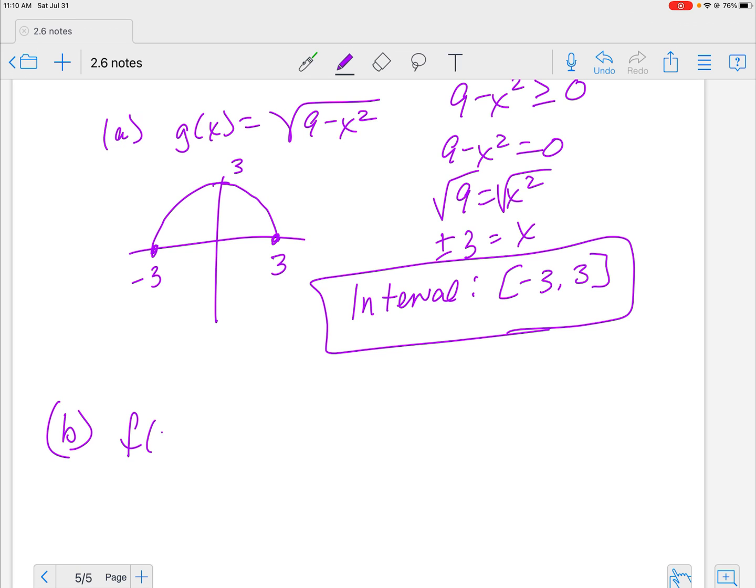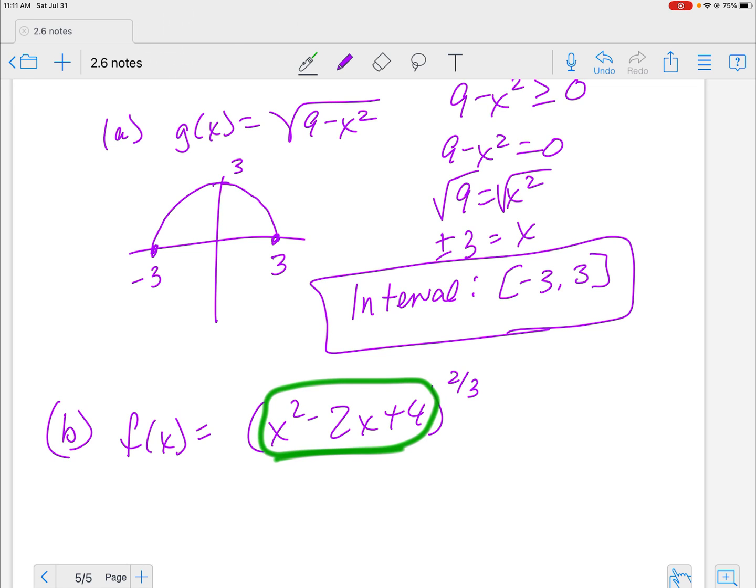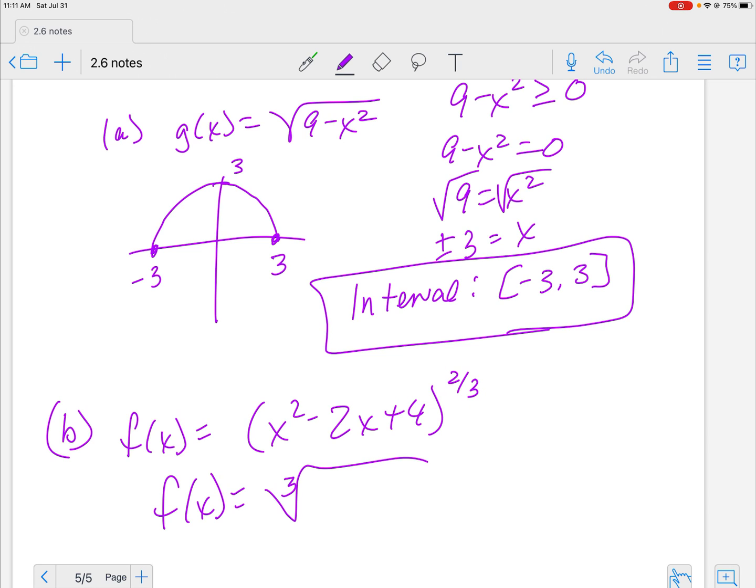What if I have f of x is equal to x squared minus 2x plus 4 to the 2/3 power? Now tell me things that you know about this. Think about them. Yep, the inside is fully continuous because that's a polynomial, right? What does this 2/3 mean? Yes, it's squared with a cube root. You could actually write this as the cube root of x squared minus 2x plus 4, squared, right? That's just another way to write that.